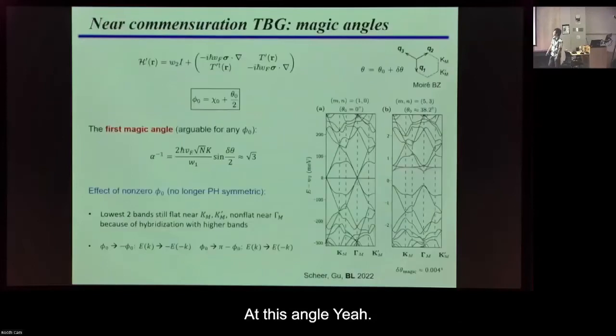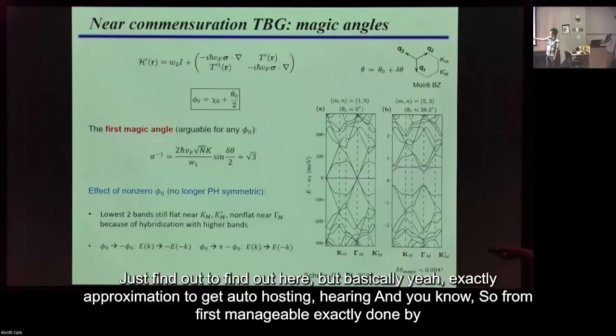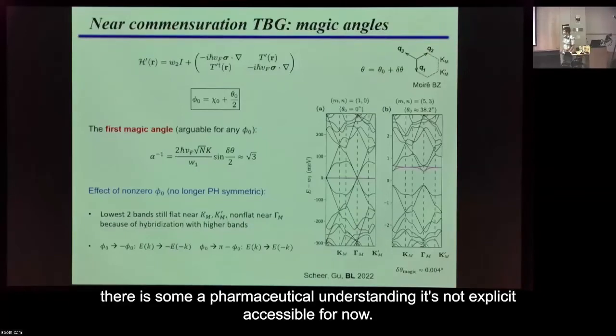Let's look at the effect of this angle parameter. This is an example at 38.2 degrees. Actually, you can fit these parameters from the microscopic models. You see the effect of non-zero phi naught is to break the particle-hole symmetry. It's similar to earlier in the twisted bilayer model, where you have to make a zero angle approximation to get particle-hole symmetry. But here this is clearly non-zero, which breaks the particle-hole symmetry explicitly. And here the so-called first magic angle is given by a very similar formula to the original zero angle twisted bilayer, but with the parameters changed. Unfortunately, the twist angle is very small, so it's not experimentally accessible for now.